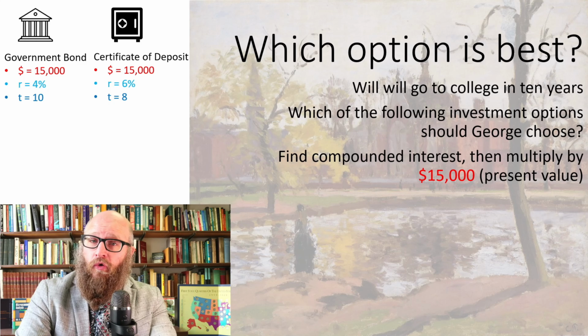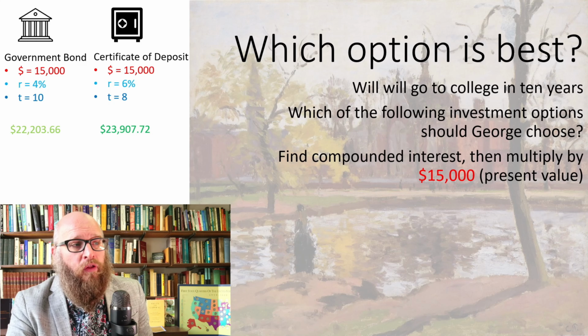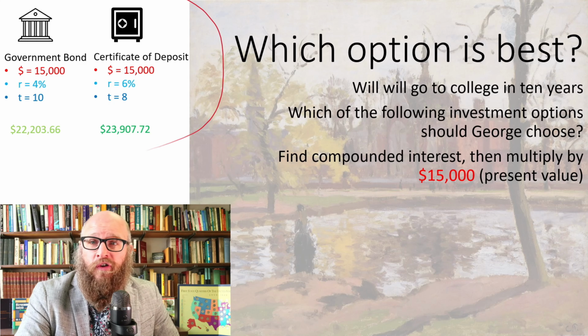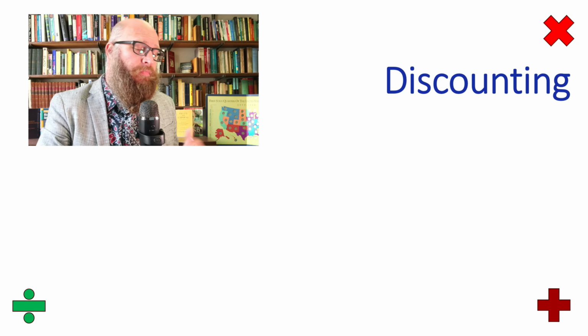We need to plug these both into our future value formula, and we find some similar numbers, but even though the time horizon is shorter, the higher interest rate pays off, and the certificate of deposit is the best option, yielding $23,900. Now here's the deal.